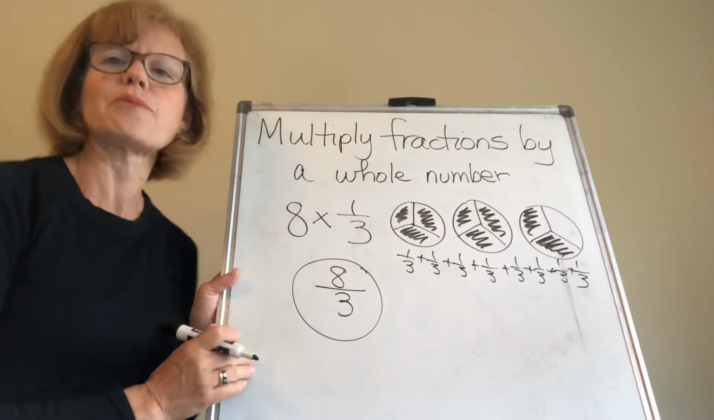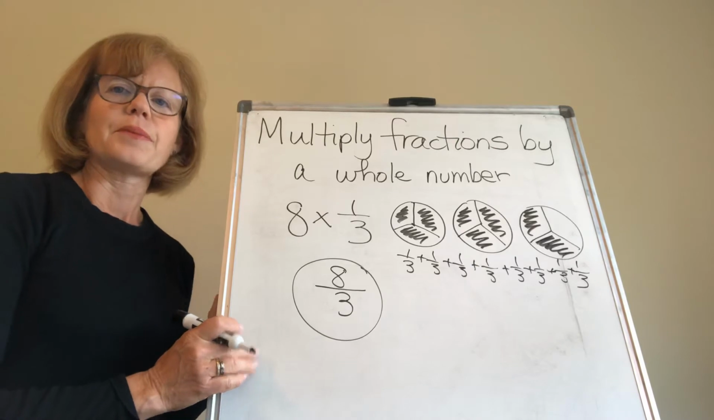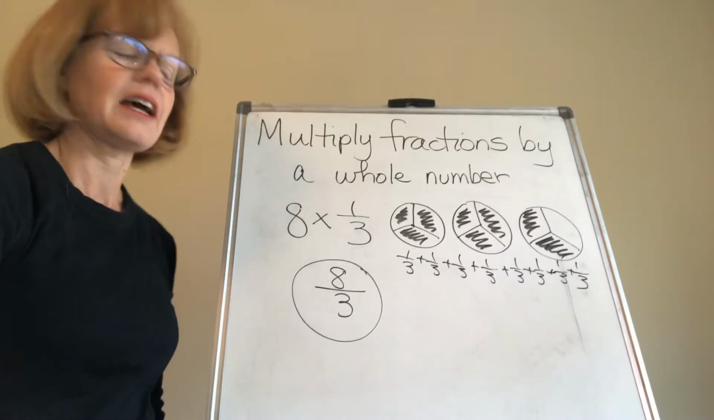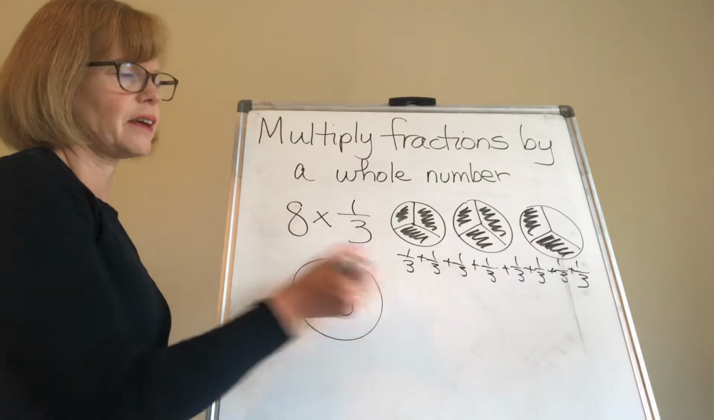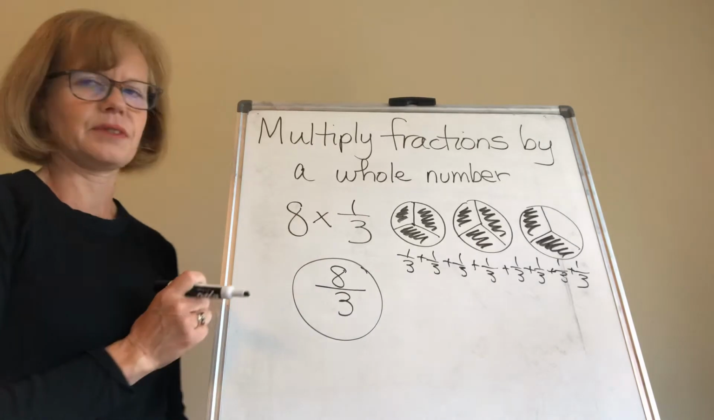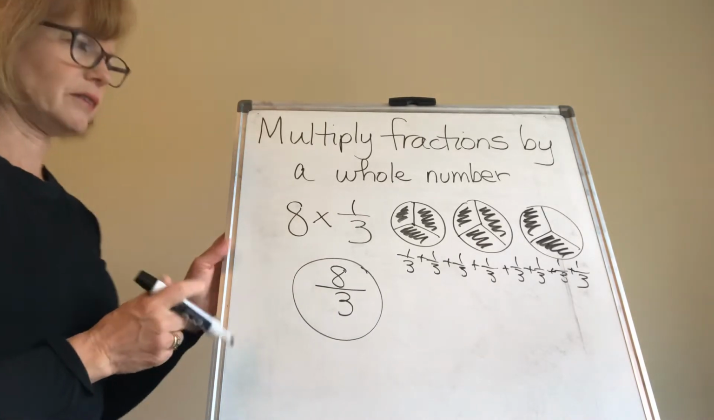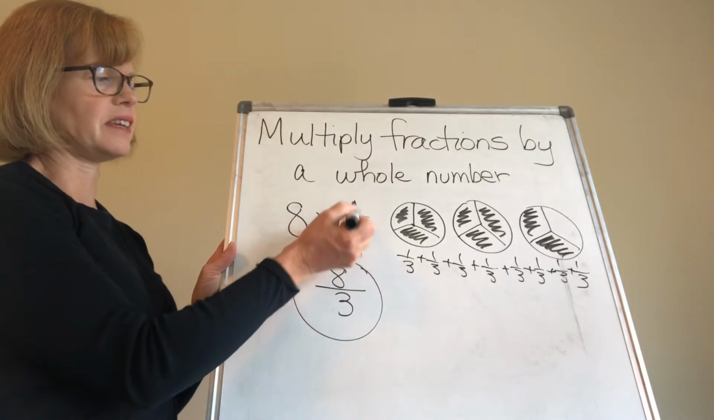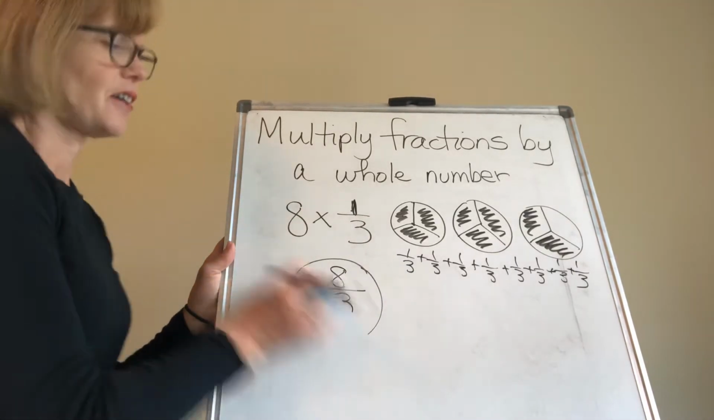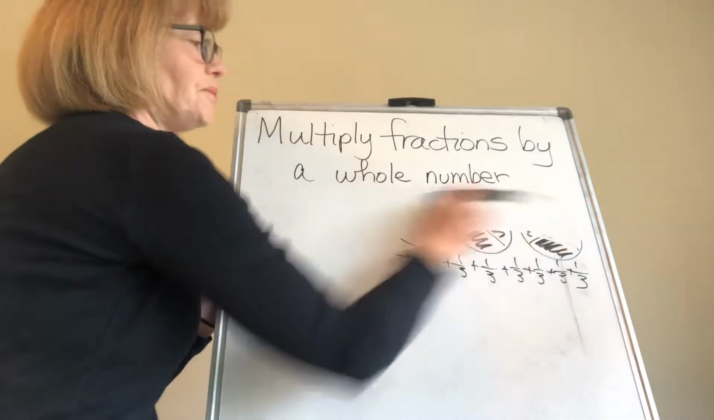Now I know this is an improper fraction, but in this case we're not going to make it into a mixed number. I just want us to be able to see that when we're multiplying, we're really multiplying this whole number times the numerator. We're just saying how many of these numerators do I have?